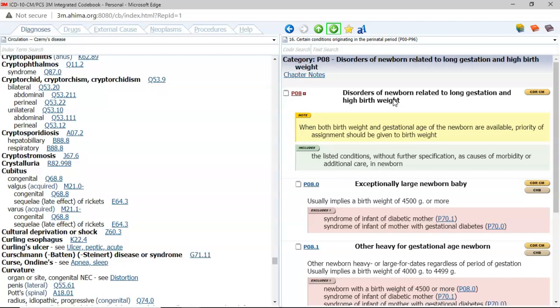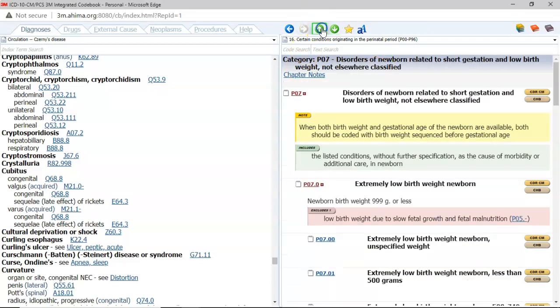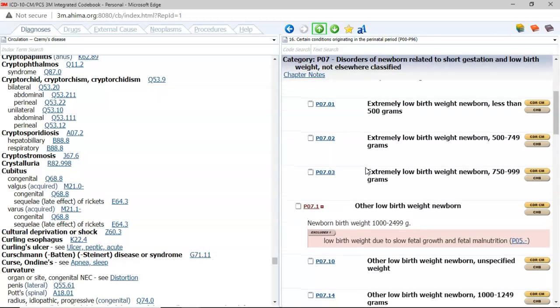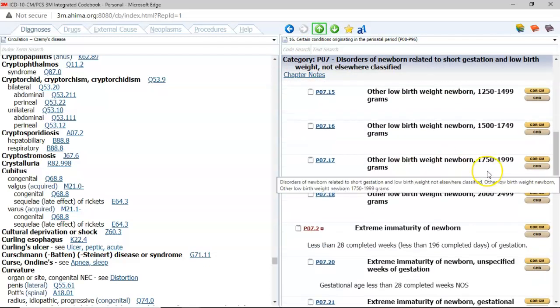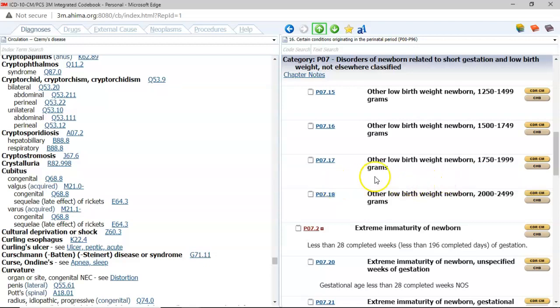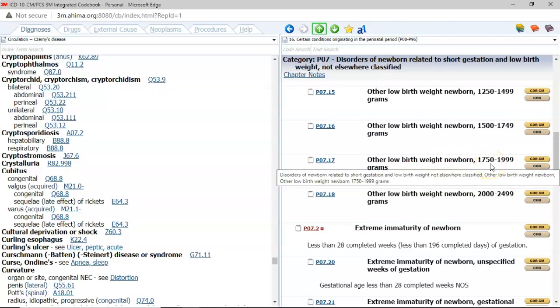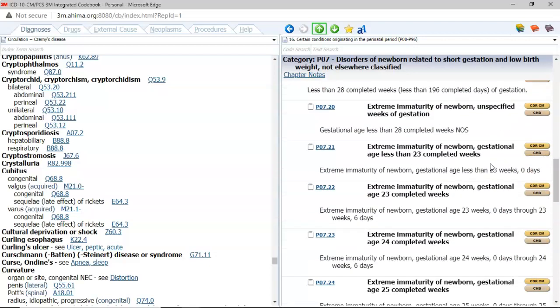And now our P07.17, that indicates P07.17. So we're going to convert the 4 pounds to grams, and you can easily do that on your laptop. You can Google convert pounds to grams, and then you can put in 4 pounds and you can see how many grams it was. And in this instance, our code that we're going to be assigning is in this range of 1750 to 1999.